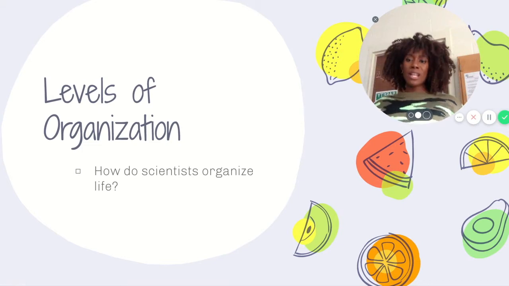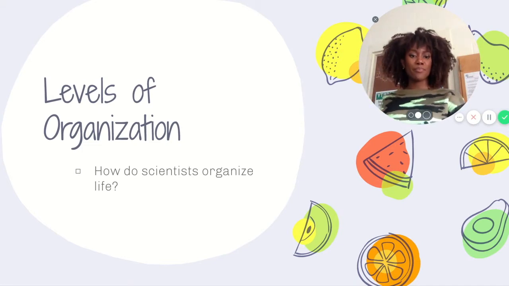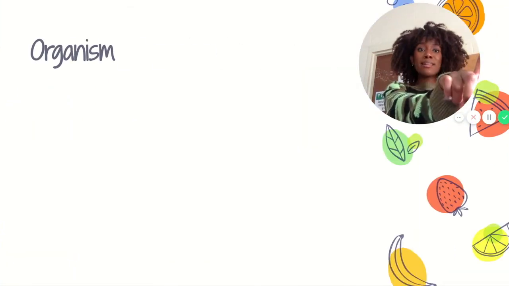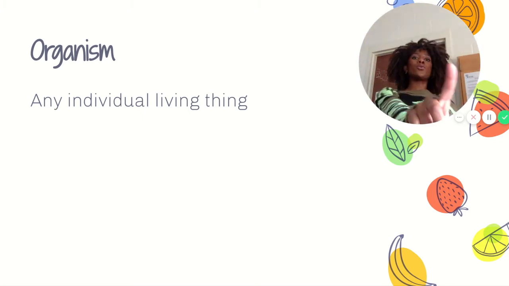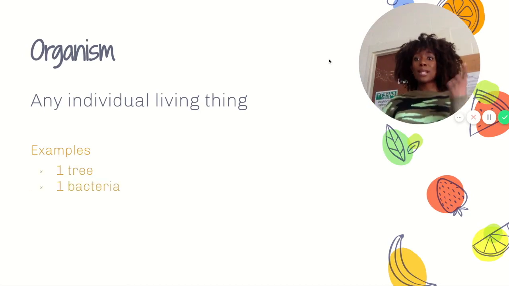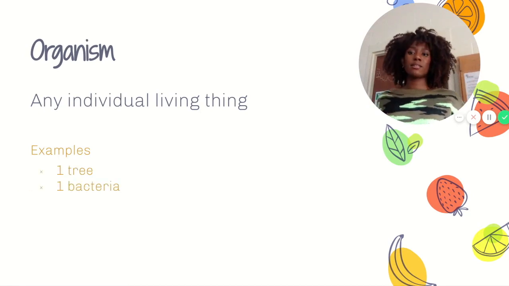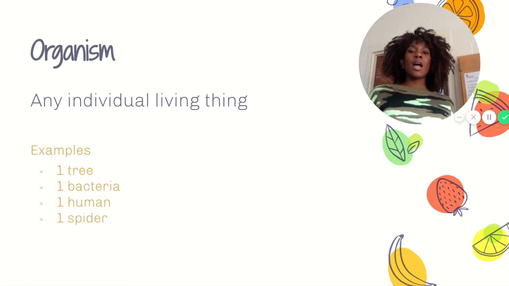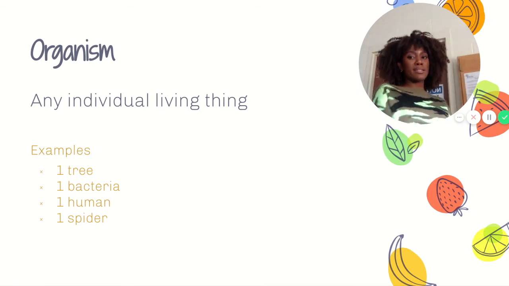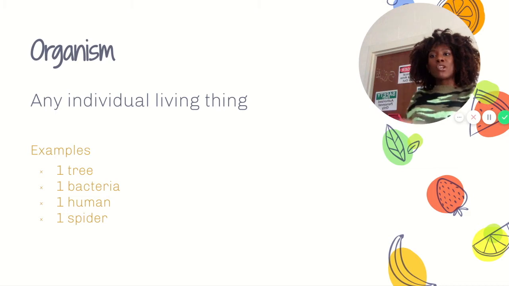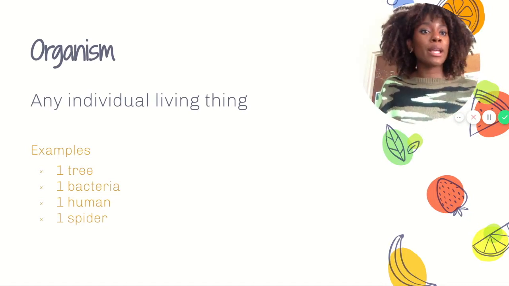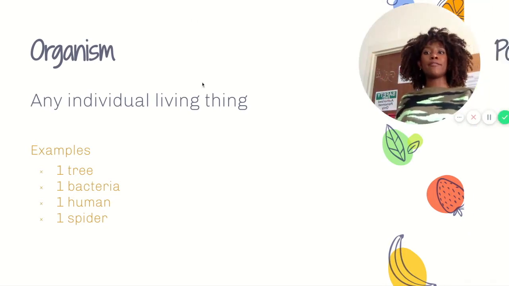How do scientists actually organize life? What are the levels of organization? So an organism is going to be one living thing, one individual living thing. Examples of that: one tree, one bacteria, one human, and one spider. Each of those is an organism. They're individual living things. You watching this video, you are an organism. You are one thing that is alive.